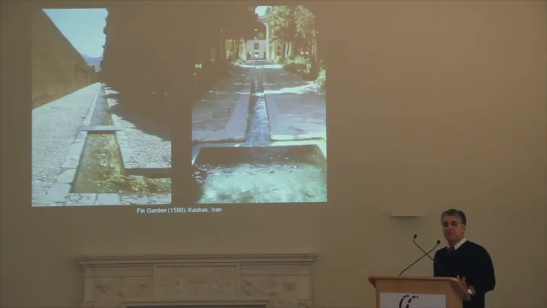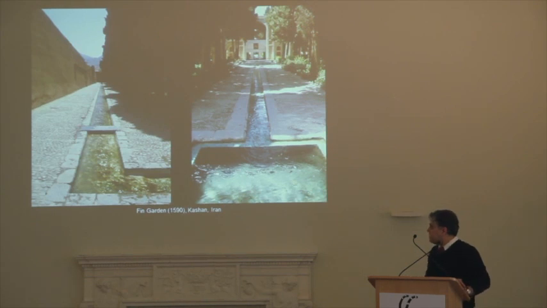So now from the Achaemenid age, I'm jumping into the 16th century Fin garden in Kashan. And as you can see here, the elements are the same, meaning that we have the planted area, we have a building or pavilion, and we have water channels and the water fountain.